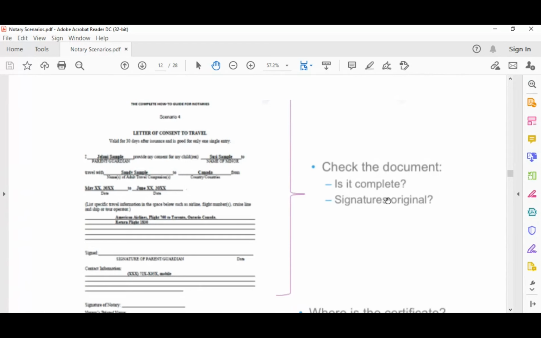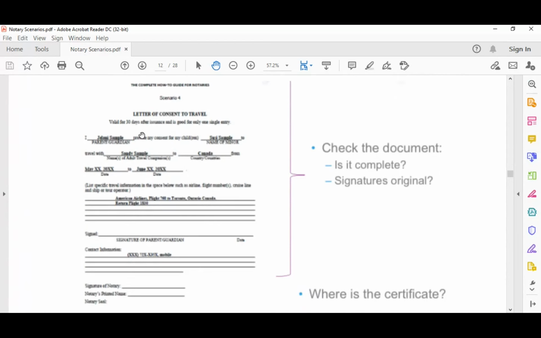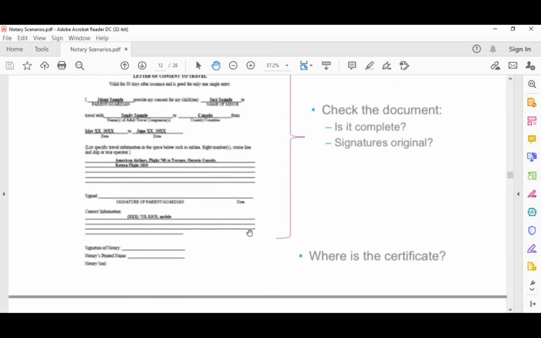We're going to check the document over. Make sure it's completely filled in, which it is. There are no blanks except for the signature portion because it's a jurat. He should be signing in your presence. All right.